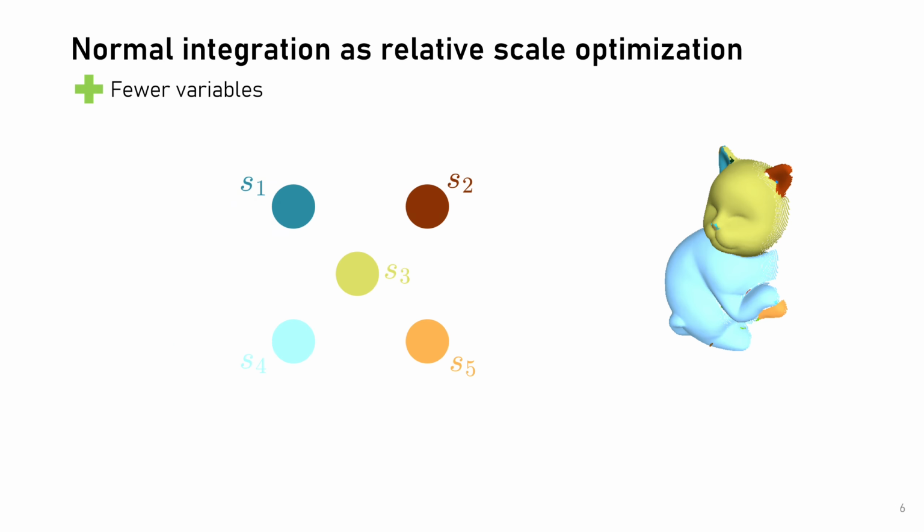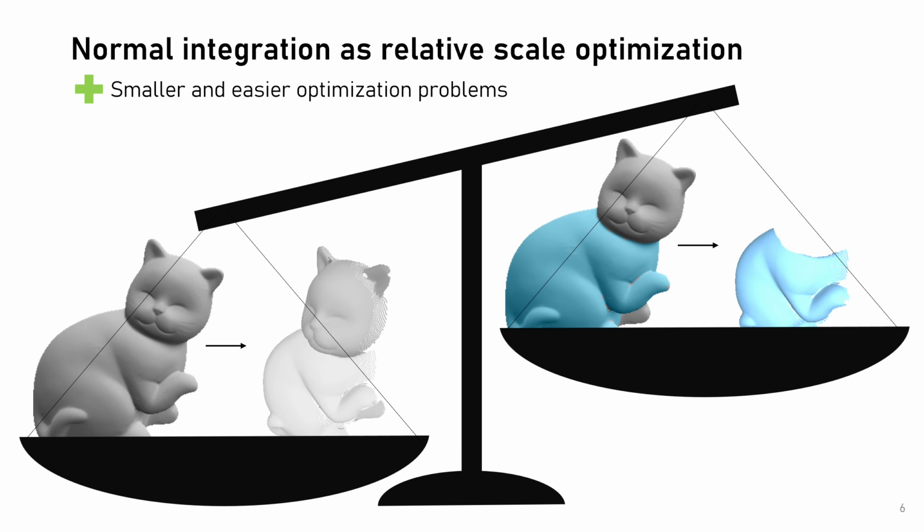This reformulation has the advantage of using fewer variables, namely a single scale for each component as opposed to a depth value for each pixel. It also has fewer constraints, which are only defined at pixels on the boundaries between components. And finally, each component is typically much smaller than the full surface, which means it can be retrieved with a smaller optimization problem. Since components are continuous, per component optimization also requires fewer iterations because it does not need to retrieve discontinuities.